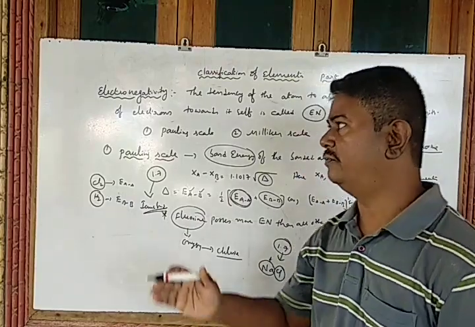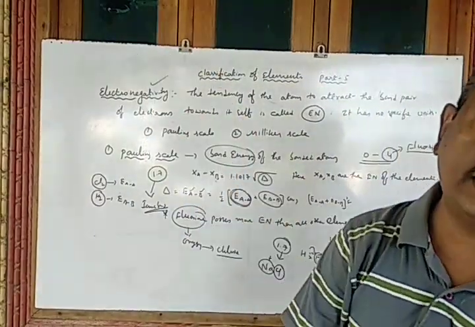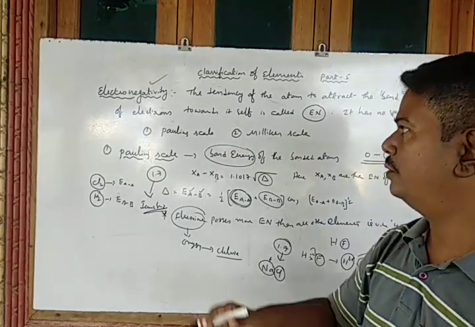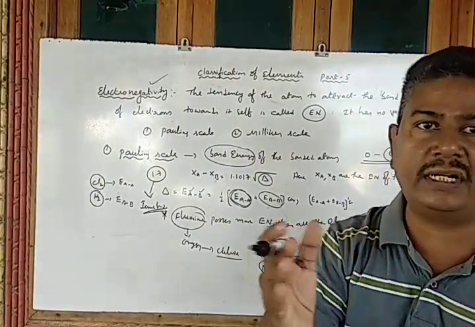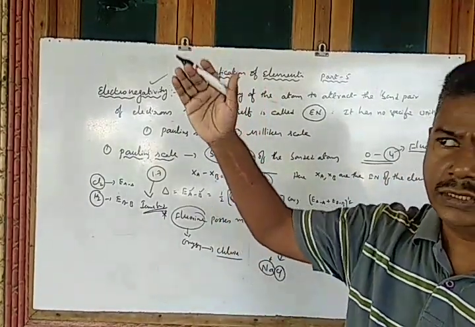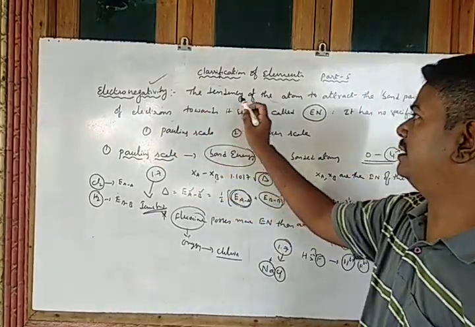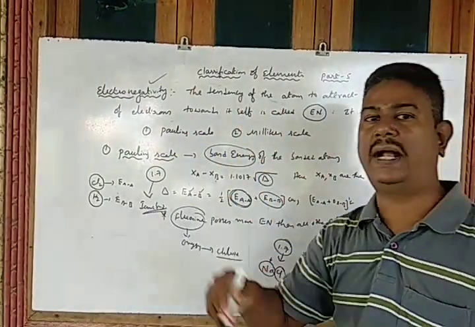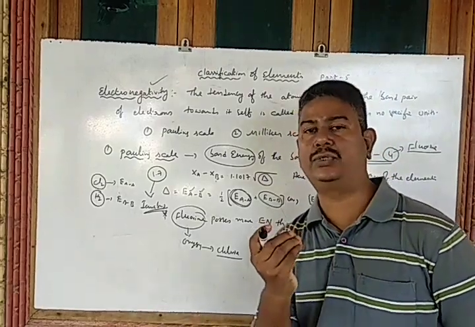So that's why this is one of the most important properties in the periodic classification of elements. Once again we recollect how it is graded in the period as well as in groups, which will be discussed. So what is electronegativity? The tendency of an atom to attract the bonded pair of electrons towards itself.